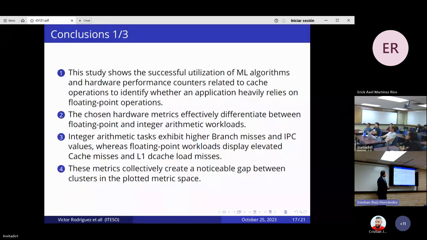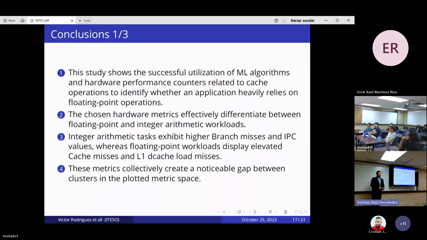In that case, the conclusion: this study showed the success of utilization of machine learning and hardware performance counters related to the cache operation to identify if the application heavily relies on floating point operation. For future work, we want to extend this not only for floating point and integer, but for detecting if a workload is using machine learning algorithms or, for example, databases.